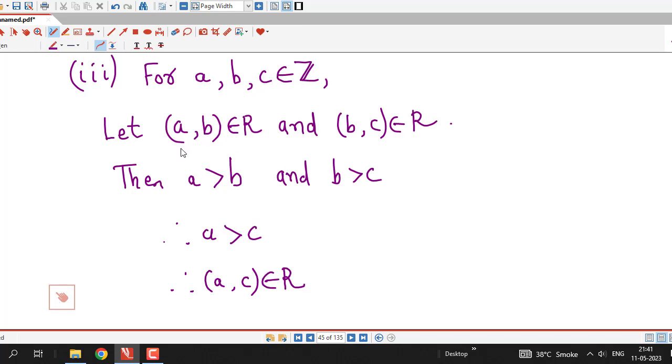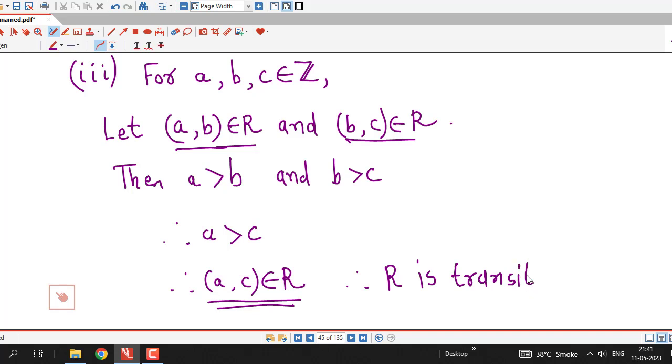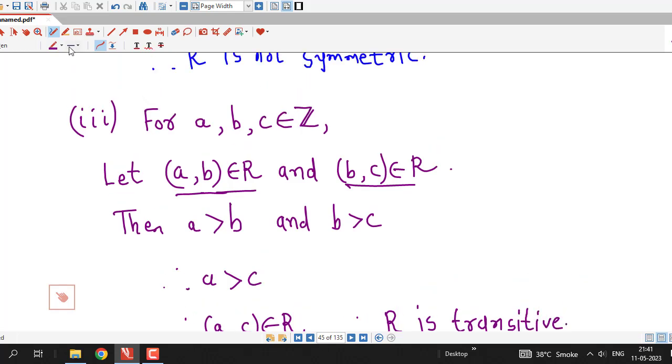So whenever (a, b) belongs to R and (b, c) belongs to R, we are able to write that (a, c) belongs to R. Or if a is related to b and b is related to c, then we have a related to c. This implies R is a transitive relation, or relation R satisfies the property of transitiveness.